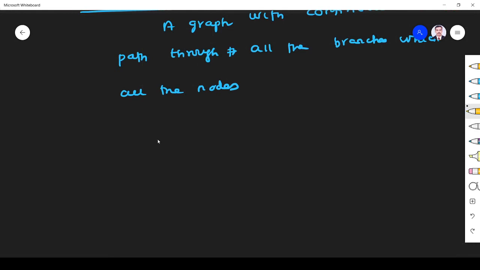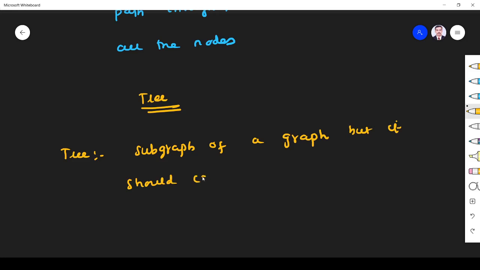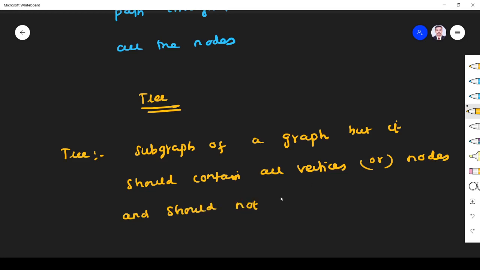Next we are going to see an important parameter called a tree. What is a tree of a graph? A tree is a simple concept. It is a subgraph of a graph. So a tree is also a graph, but the difference between a tree and a graph is that it should contain all vertices or nodes, and it should not contain any loop. So it should not be a closed loop. Let us see with an example.